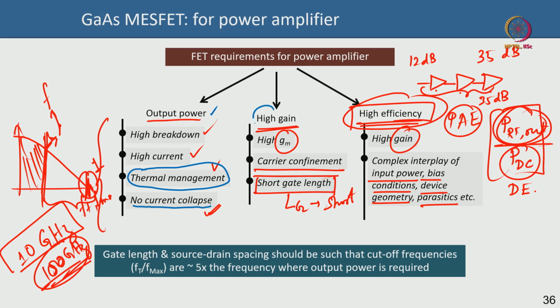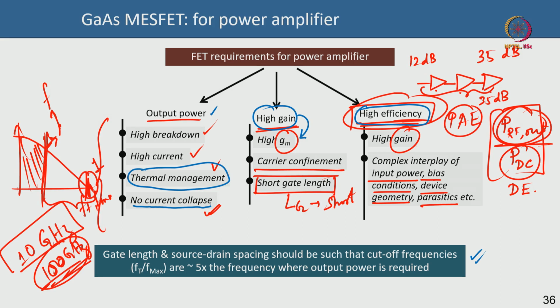We also need good gain, and that directly relates to good transconductance. So you need good channel confinement, short gate length, a good back barrier, and good control of the gate on the channel, etc. Efficiency is a more complicated term with a lot of factors coming in. You should have high gain, but the biasing conditions and the device geometry also play a role.